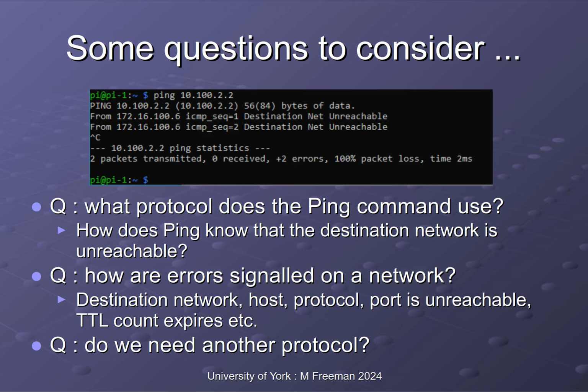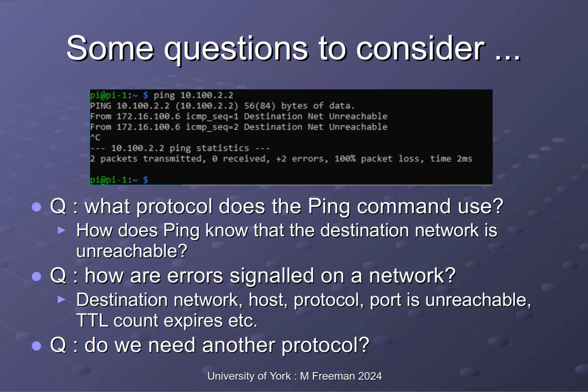But equally, if the host isn't accessible, isn't on the local area network, for example, we will get back an error message from our ping saying that the host or the network is unreachable, as you can see in this example. So how do we get those messages is the next question. So how does ping work? What protocols does ping use?